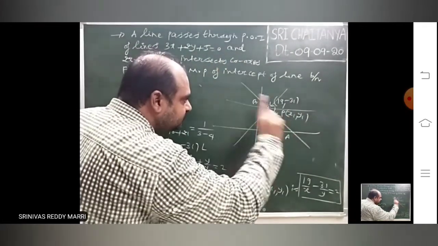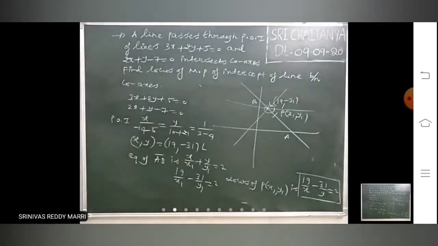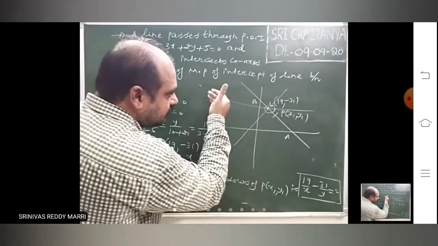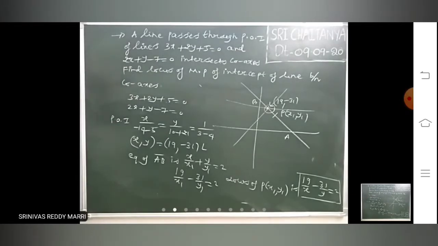This line is passing through one point. Which point? The point of intersection of this and this. Just solve that; that point he has given. No need of these lines. You just want that point. That line is passing through that point. Like that on this model.